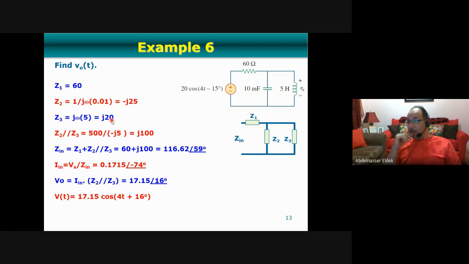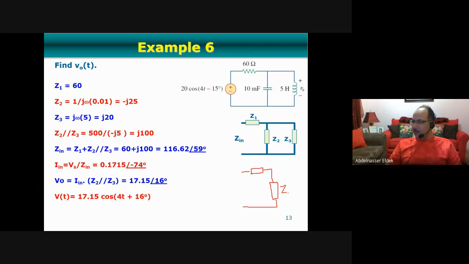Okay, so now if you want to calculate the voltage here, the best way to do that is to merge these two together, these two in parallel. Once you do that, you will have a circuit like this. This is the impedance here. So let's call this Z23.